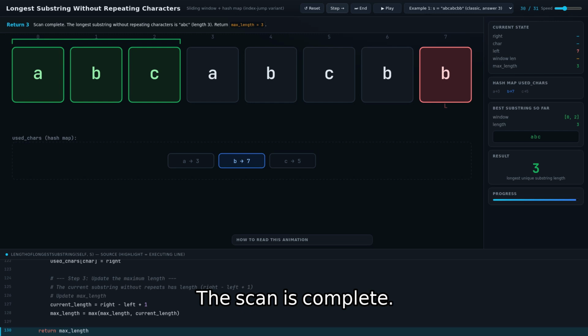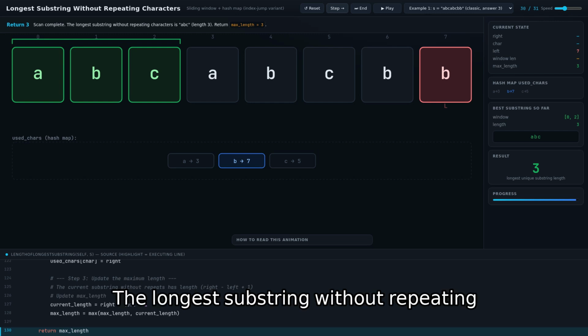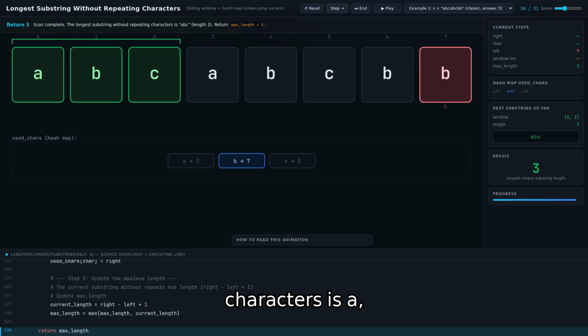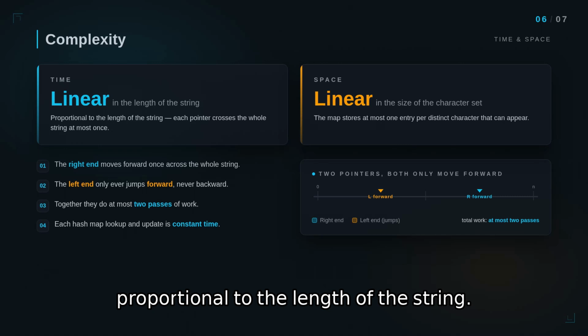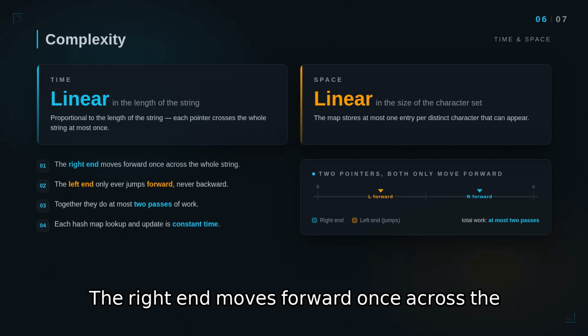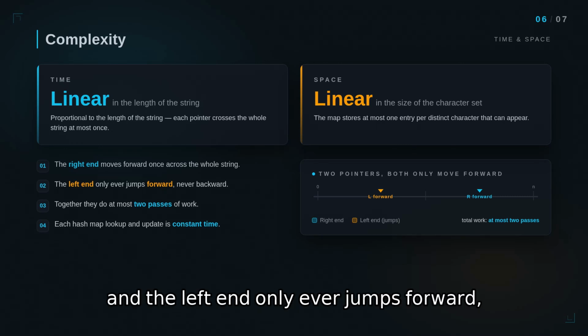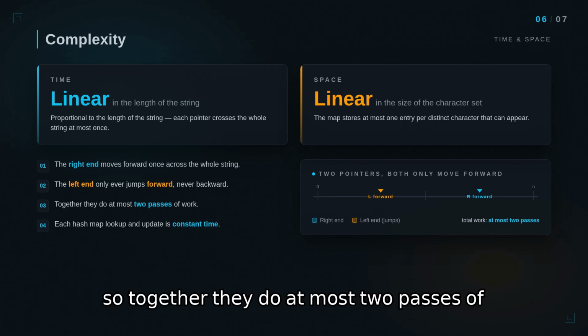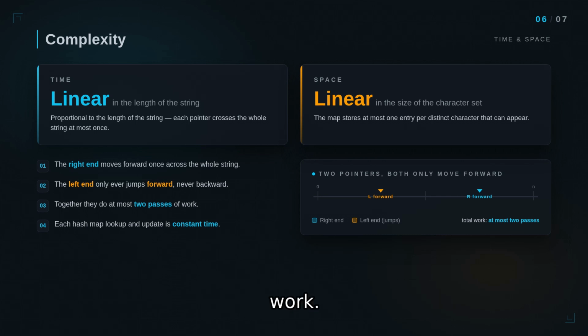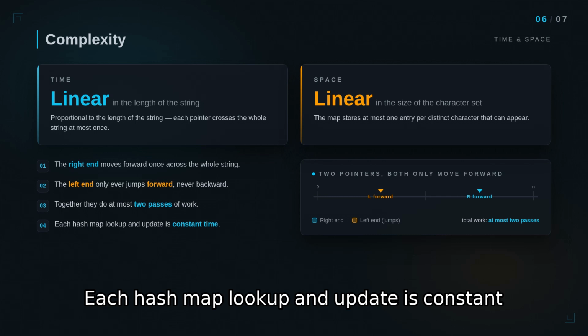The scan is complete. The longest substring without repeating characters is A, B, C, with a length of 3, so we return 3. Complexity. The running time is linear, proportional to the length of the string. The right end moves forward once across the whole string, and the left end only ever jumps forward, never backward. So together they do at most 2 passes of work. Each hash map lookup and update is constant time.